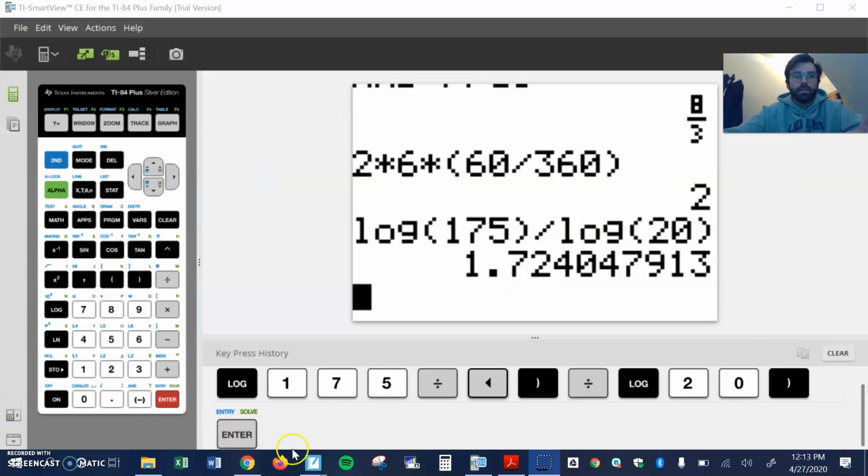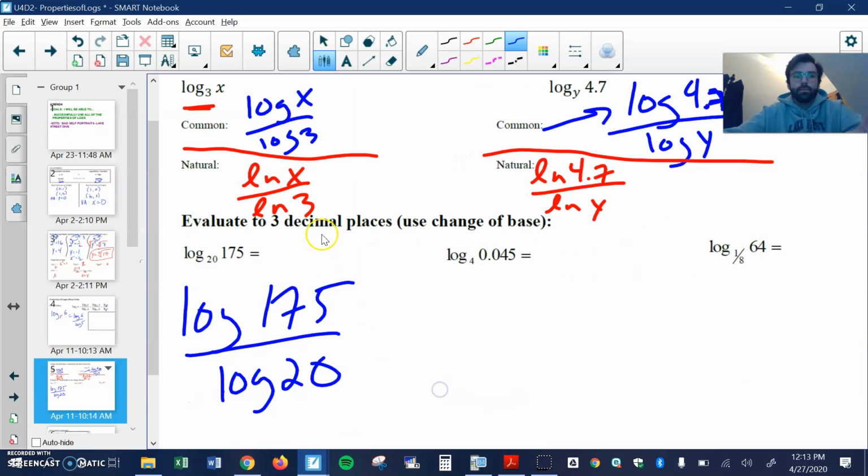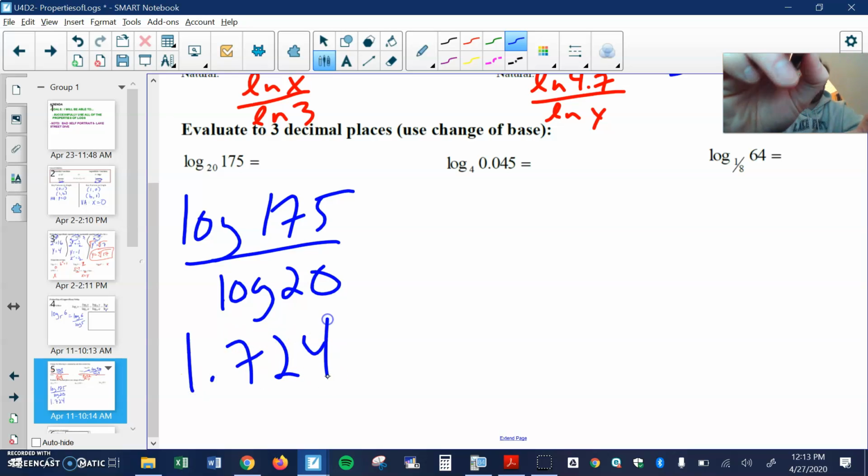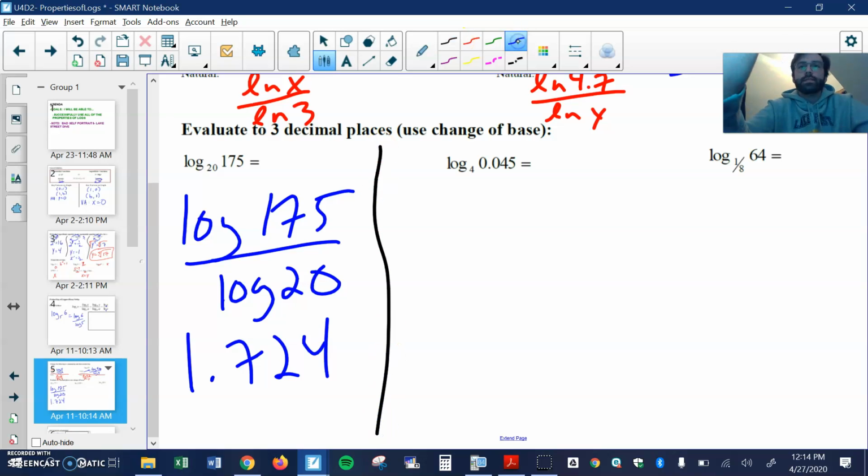Now everything's going to get messed up. All right, like I said, it was all going to go haywire there, and it sure did. So we're going to go ahead and do these, change the base, and then we'll do the calculator after.